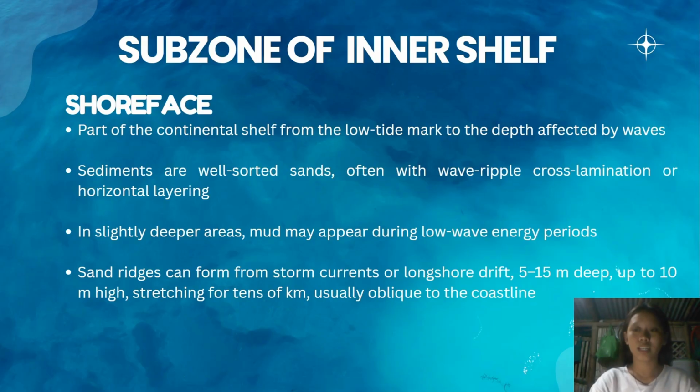So this area goes from where the lowest tide reaches out to where the waves stop moving sand. Most of the sand here is the same size, and you can see little ripples and layers that show how the water moves. And when there's a big storm or strong currents, the sand can pile up into underwater hills called ridges, which can be really long and usually lean a little compared to the shoreline. Now, let's go to the middle shelf.